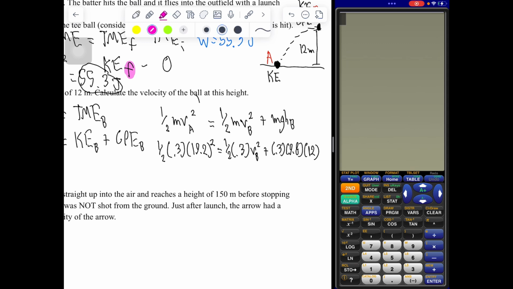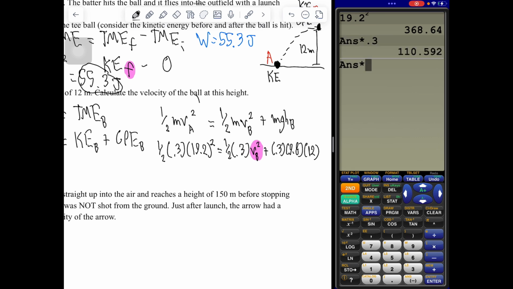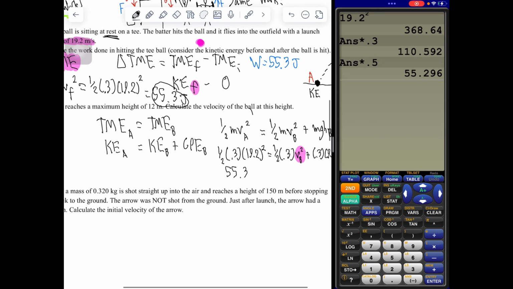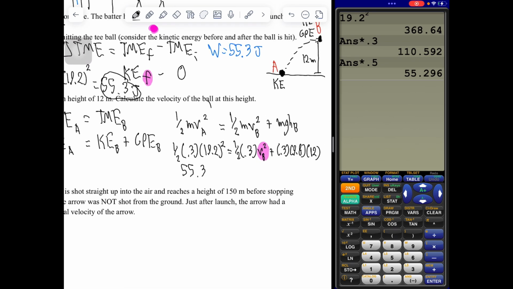We want to isolate our variable right here, the velocity at b squared. So what we're going to start off with, I'm going to solve for our first term on the right. So there we go. Okay. So we will do, again, 19.2 squared multiplied by 0.3 multiplied by 0.5. And we already did this calculation in the previous problem, but just wanted to show where it's coming from. You can do it again, but if you recognize that it's the same kinetic energy you just calculated, feel free to just take that and set it equal in our equation.